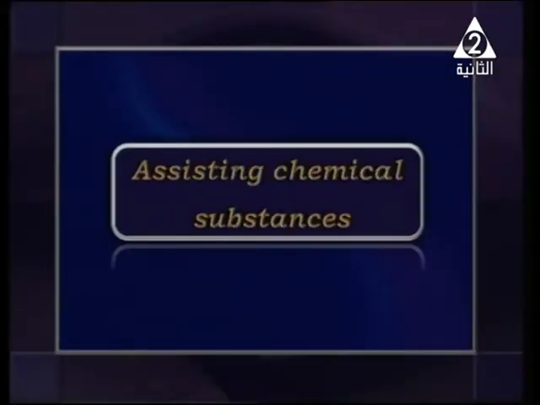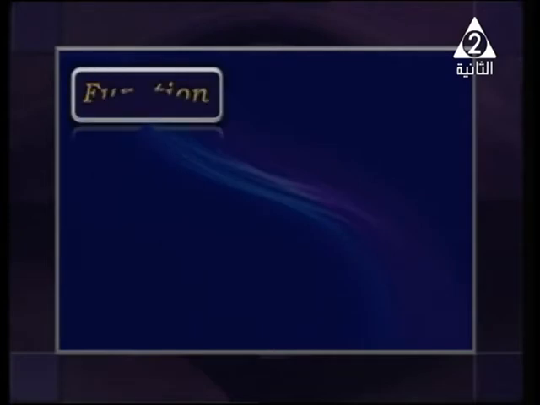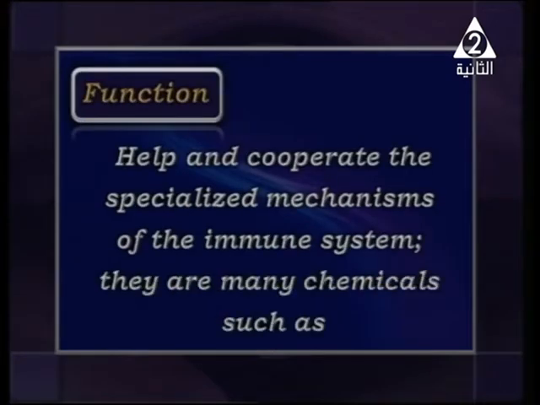Assisting chemical substances. After that, fifthly, we're going to talk about some chemical substances inside our body. They have an important role as a kind of activator, or they work in parallel with the immune system. They are chemical substances secreted inside our body. Their function is to help and cooperate with the specialized mechanism of the immune system.